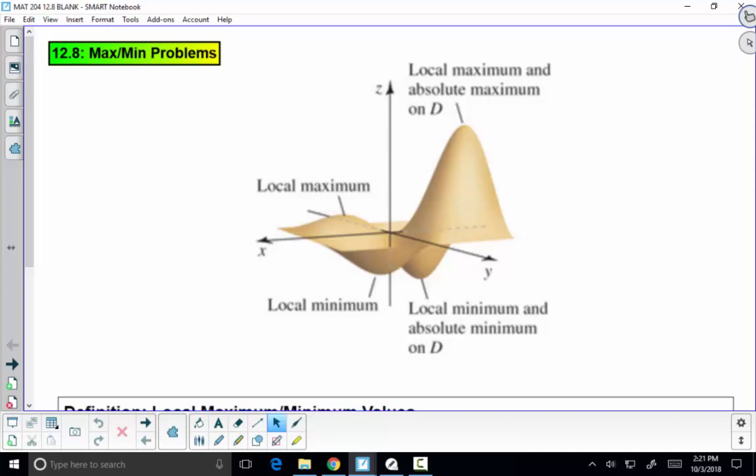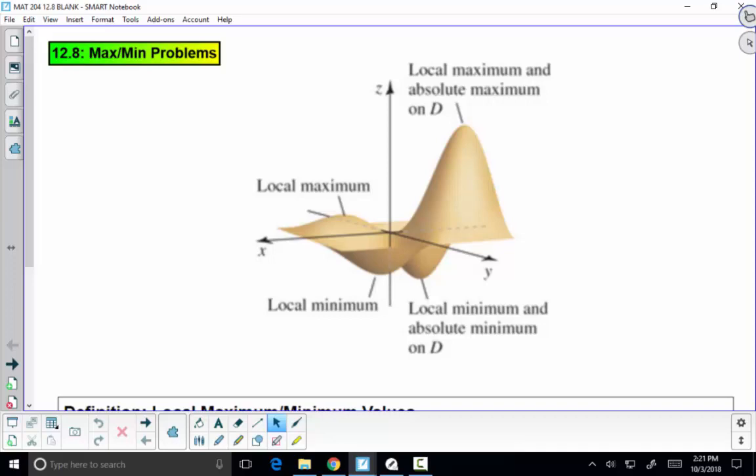So books will use the word local or relative for a max or for a min, and then they'll all use absolute. So local and relative are the same, and then there's absolute. Does any of the words up there not make sense to you? Does it all look right?